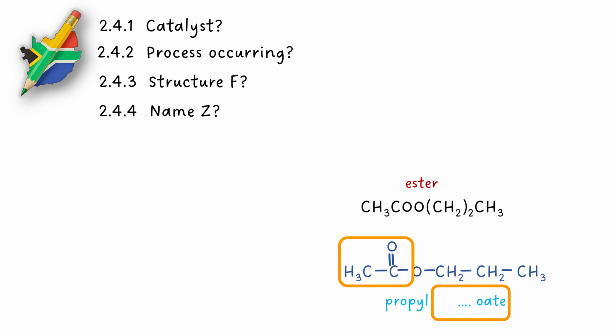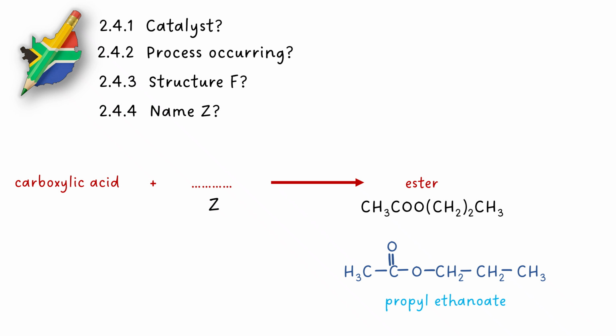And the other portion of the molecule is used in the second part of the name. There are 2 carbons, and so we use the prefix eth for 2, and we get ethanoate. This ester is propyl ethanoate. We are told that it can be produced by the reaction of a carboxylic acid with another substance, which we will call Z. And we're told that a catalyst is used in this process.